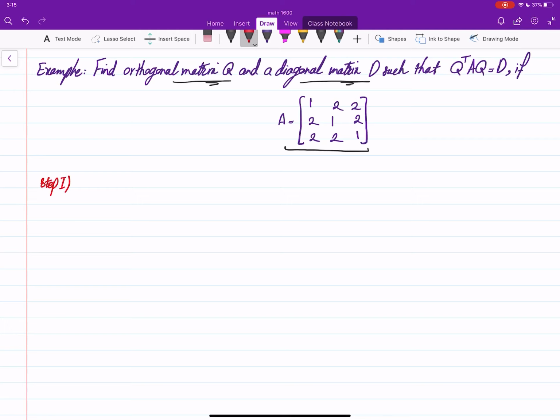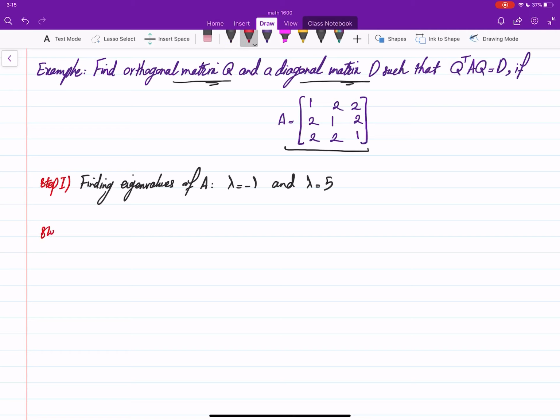Well, the steps to do this start with finding eigenvalues of A. It means that first we find the characteristic polynomial, solve it, and find the eigenvalues. Well, here it has two eigenvalues, -1 and 5.